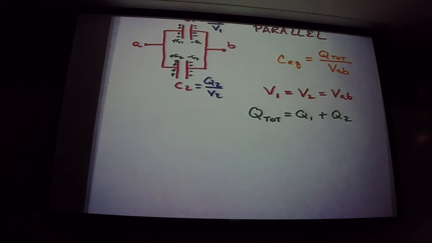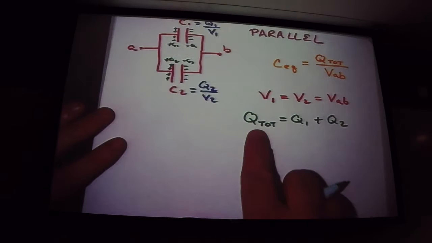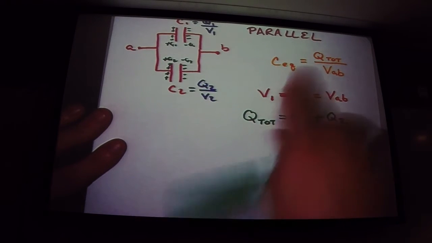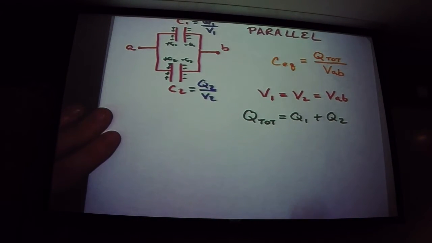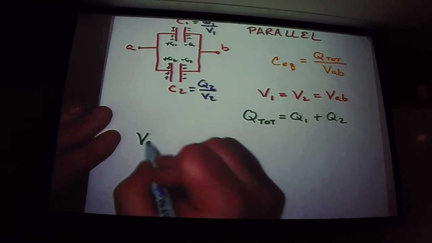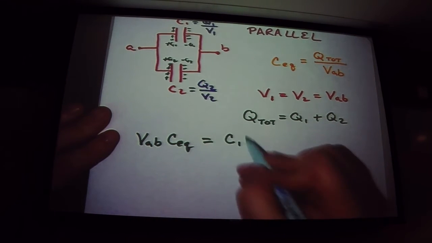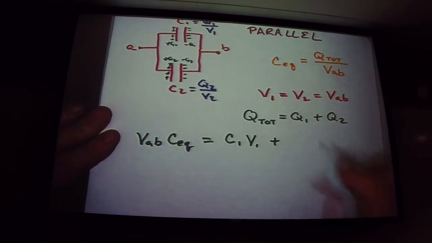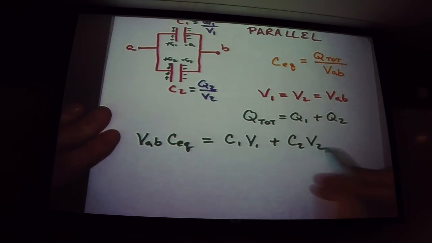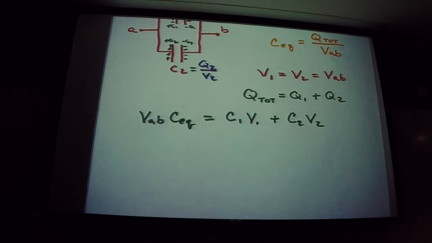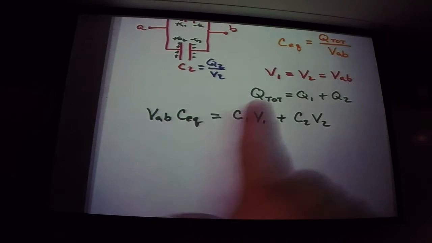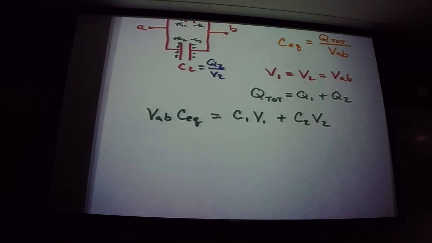So now let's take a look at this formula for Q. By using the definition of capacitance, solving for Q, Q total is equal to V_AB times C equivalent. Q1 is equal to C1 V1. Q2 is equal to C2 V2. In other words, I rearrange my definition of capacitance to solve for charge, and then just put that in this formula for charge.